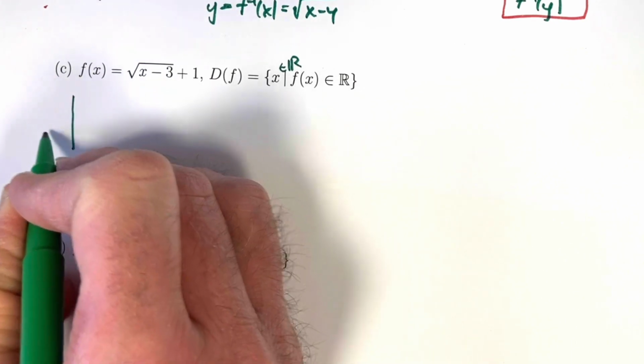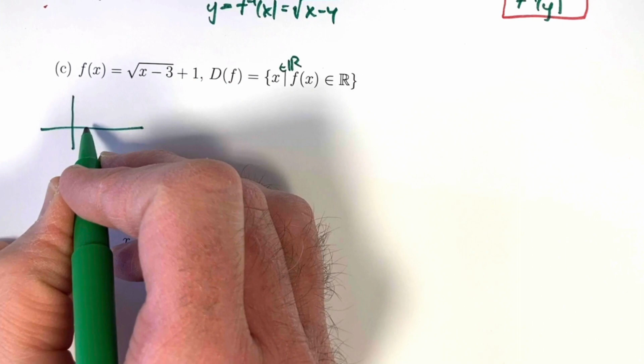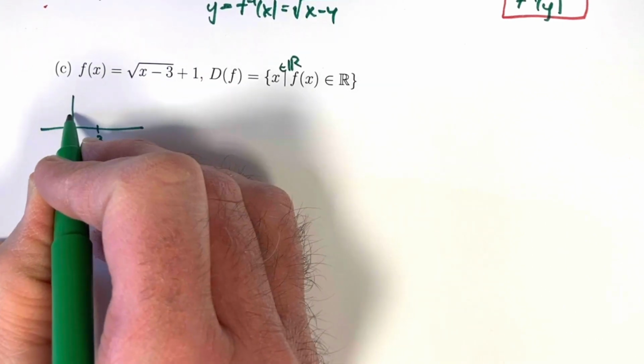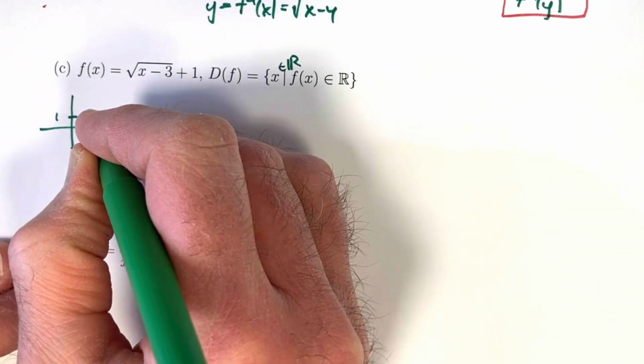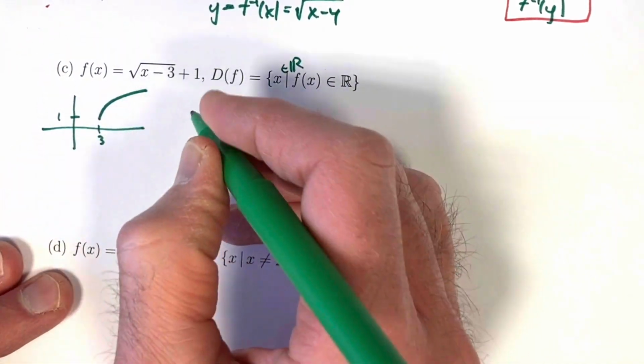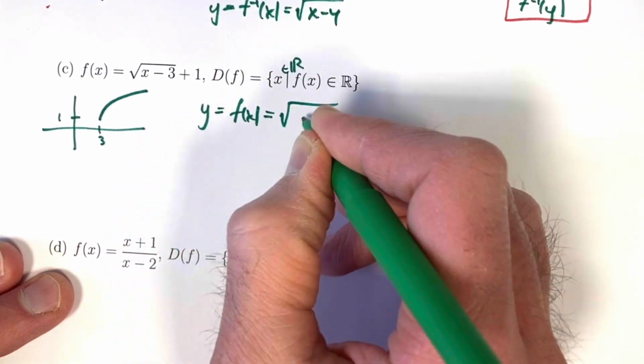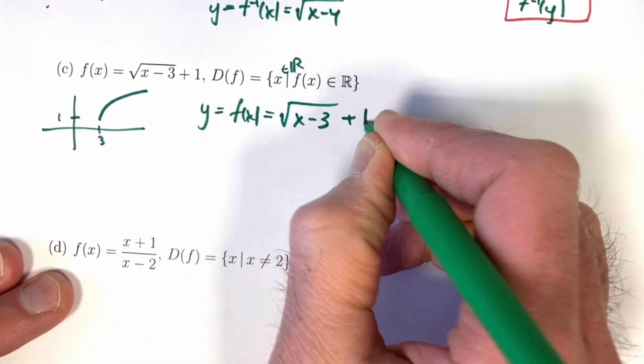We thought about a problem similar to this before. Take the square root function, shift it to the right by 3 units, and then plus 1 means we shift it upward by 1 unit. The graph is going to look about like that. It is a one-to-one function. It's got an inverse function, which can be found by solving this equation for x.